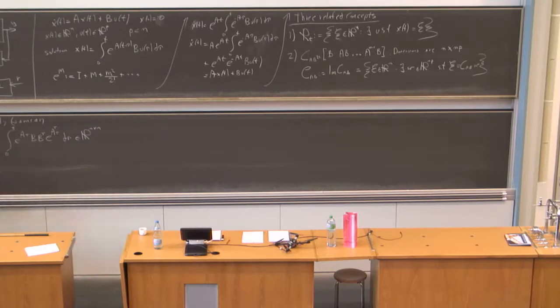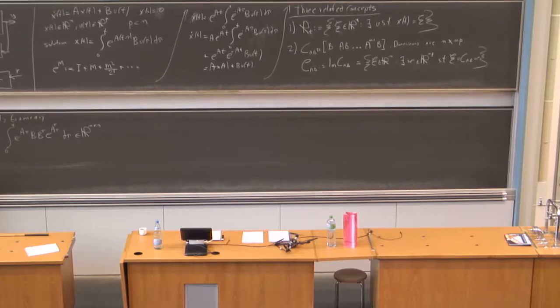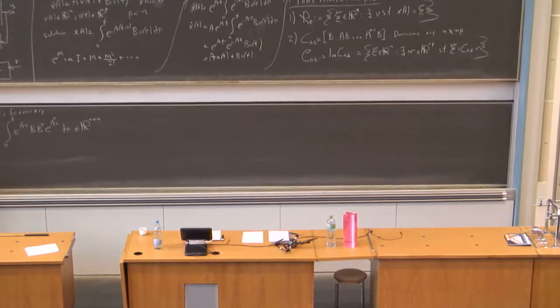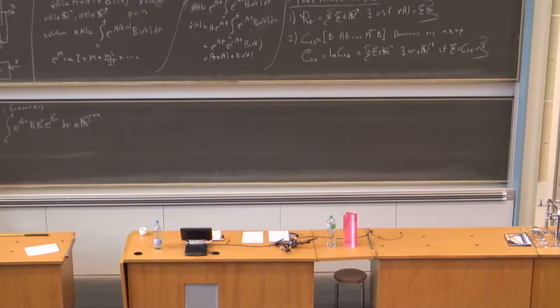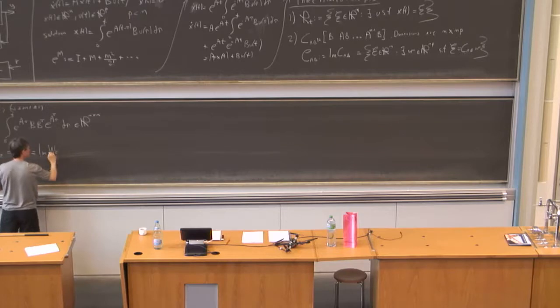Okay. So what's interesting about these definitions is that we have the following theorem, which is what I'm going to prove to you, is that R(t) is equal to C_AB is equal to the image of W(t). Okay?